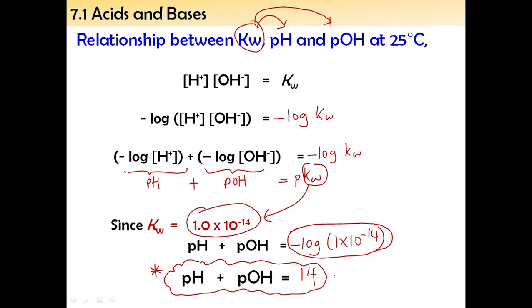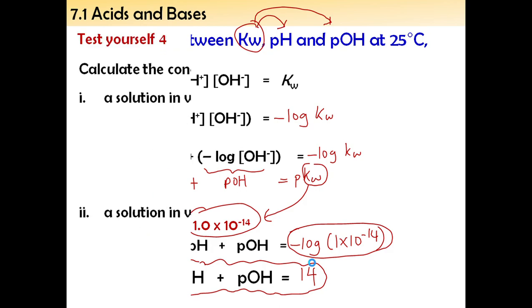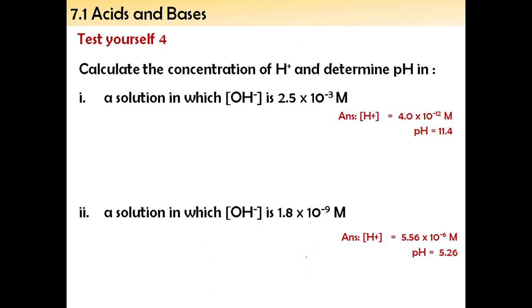So hopefully clear about this. Hopefully boleh nampak apakah kaitan antara pH, pOH dengan KW. That's why you dapat 14. Okay, so settle untuk yang tu. Sekarang kita terus pergi kepada test yourself 4 untuk kita guna apa yang kita dah relate tadi.